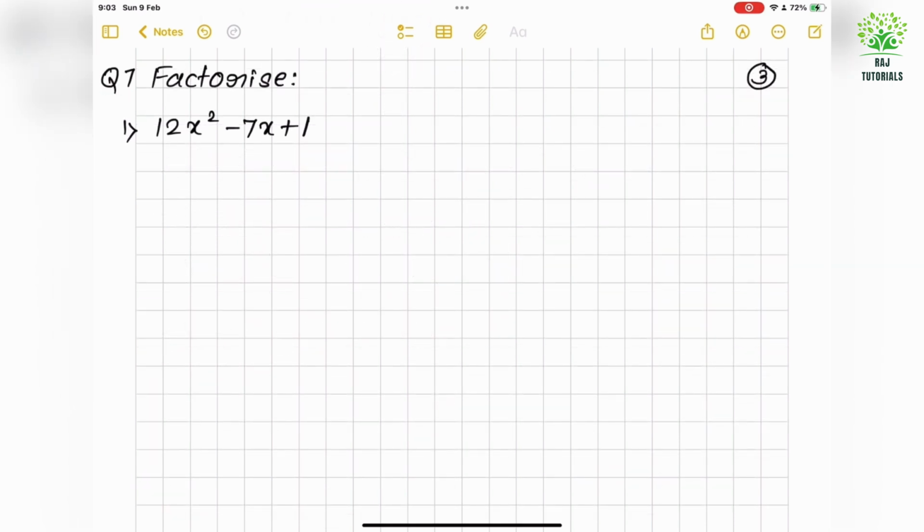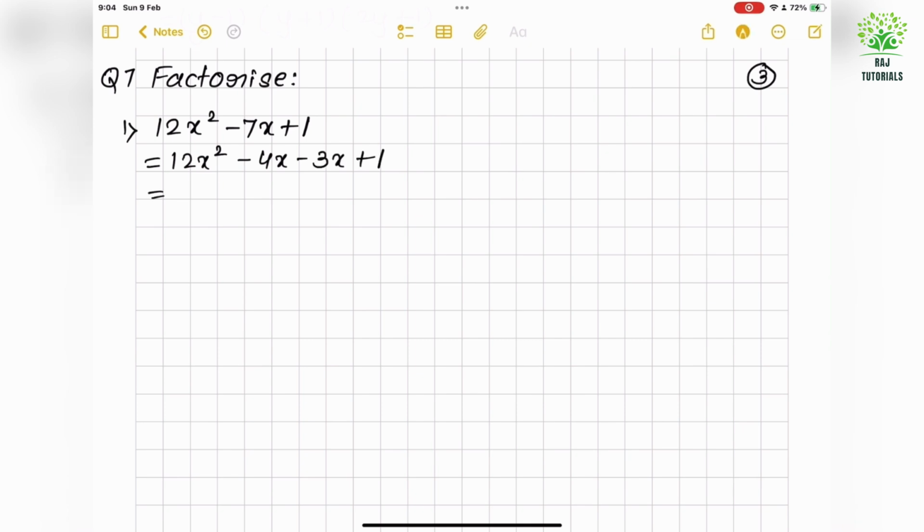Factorize. The first one is 12x square minus 7x plus 1. So if I see 12 and 1, it will be 12. So I have to find factors of 12 whose sum comes as minus 7. So I can say 3 and 4. So minus 4x minus 3x plus 1.